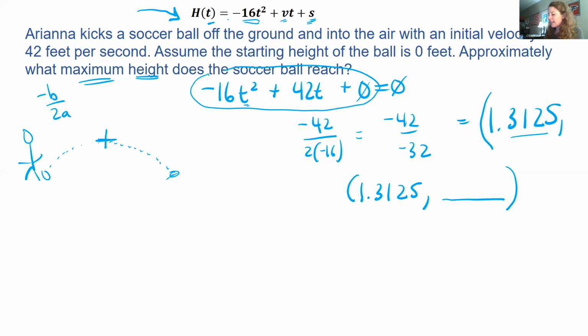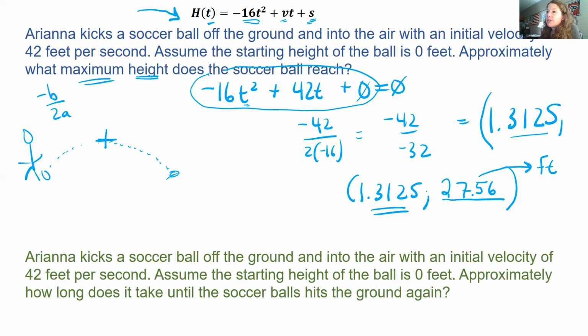So we're going to plug in negative 16 times 1.3125 squared plus 42 times 1.3125 plus 0. And the answer is 27.56. I'm rounding it. So what is the maximum height? The maximum height the ball will reach is about 27.5 feet. And if it asks when will it reach this maximum height, this is the answer in seconds.